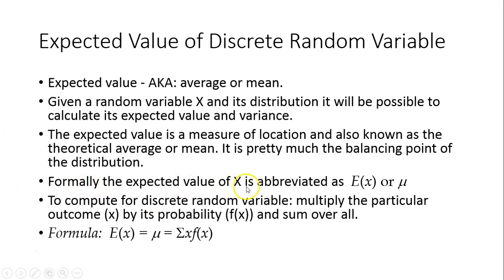Formally, the expected value of x is abbreviated as EX, or the expected value of this random variable x, or mu. To compute it for a discrete random variable, multiply the particular outcome x by its probability f of x and sum over all. So the formula is the expected value of x is a summation of x times f of x, or the individual outcome times its probability. You take all of those, multiply them, and sum them all up. And that is the expected value.